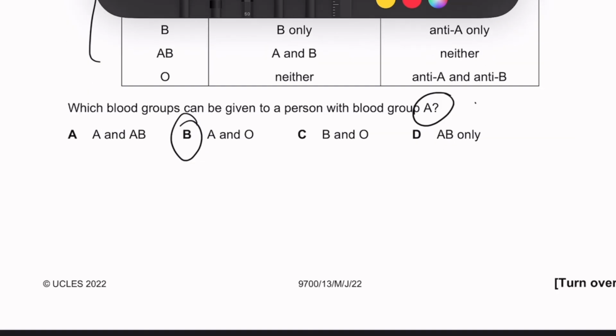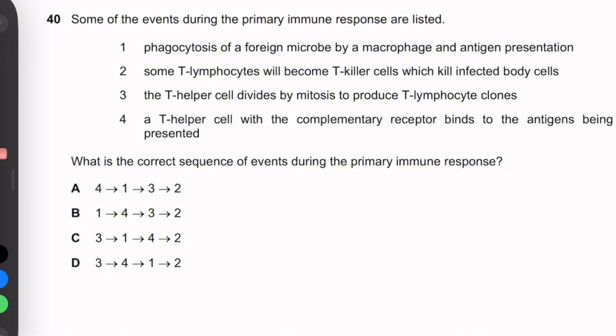Okay, question number 4. Some of the events during the primary immune response are listed. 1. Phagocytosis of a foreign microbe by a macrophage and antigen presentation. Some T lymphocytes will become T killer cells, which will kill infected body cells. Then the T helper cells will divide by mitosis to produce T lymphocyte clones, and a T helper cell with a complementary receptor binds to the antigens being presented. What's the correct sequence of events during the primary immune response?